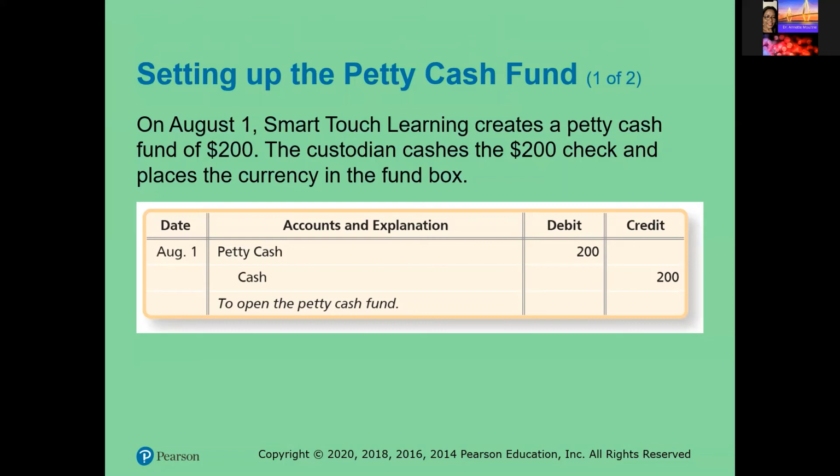So here we see on August 1st, Smart Touch Learning creates a petty cash fund of $200. The custodian cashes the $200 check and places the currency in the fund box. So here you see a debit to petty cash and a credit to cash.